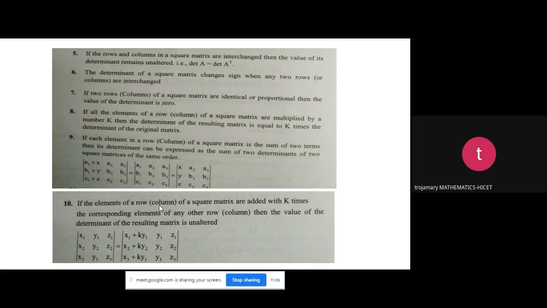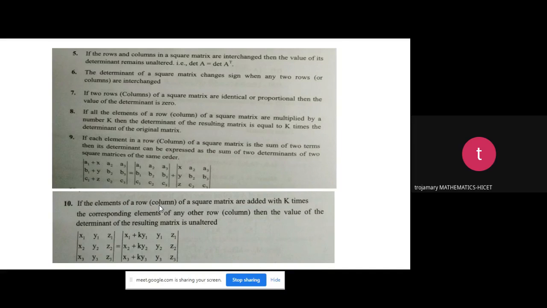Then the determinant of a square matrix changes sign when any two rows or any two columns are interchanged. If two rows of a square matrix are identical or proportional, then the value of the determinant is zero. If all the elements of a row of a square matrix are multiplied by a number k, then the determinant of the resulting matrix is equal to k times the determinant of the original matrix.